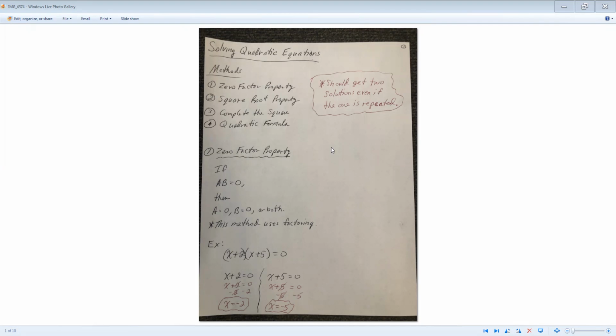When we go to solve our quadratic equations, we should get 2 solutions, even if one is repeated. So, we may get a solution of x equal to 5 twice. Either way, we should get 2 solutions.